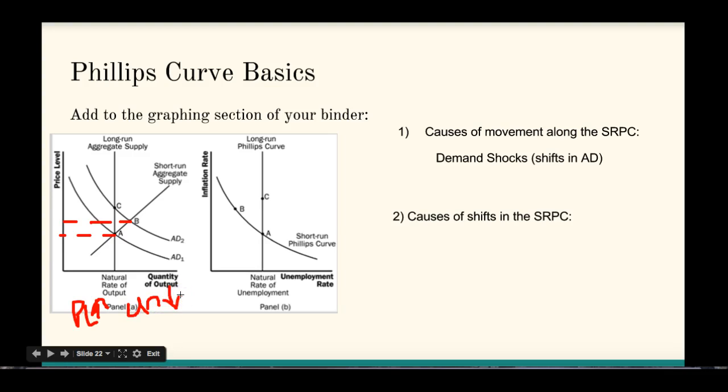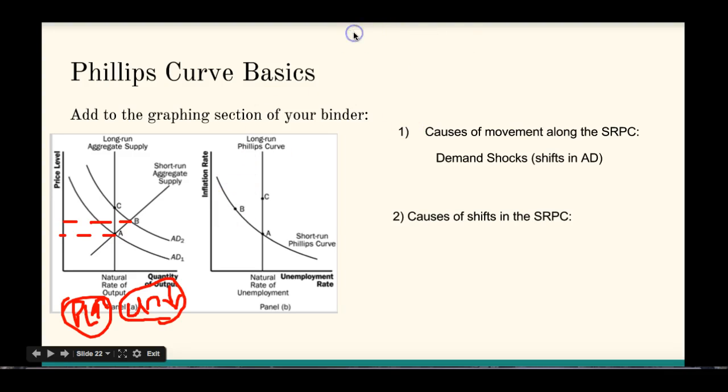Oh gee, look over here on our Phillips curve now. At point A, we're on the long-run Phillips curve. At point B, this is a higher inflation rate. That's what we said here. And a lower unemployment rate. That's what we saw here. Oh gee, that works out well. So give it a shot.